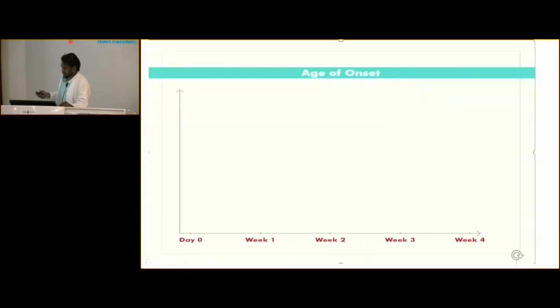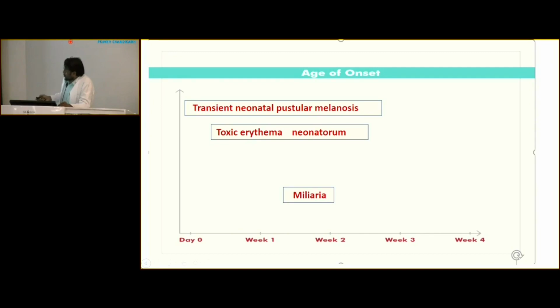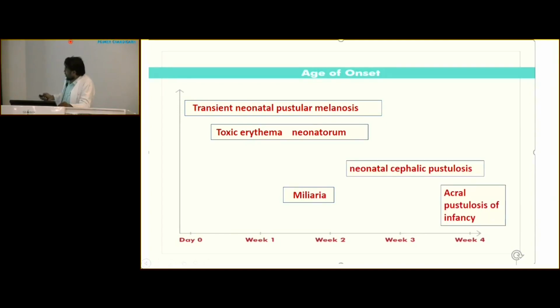Based upon the age of onset, these 5 lesions have very distinct and separate ages of onset. Transient neonatal pustulosis is present since birth, whereas toxic erythema of neonatorum, which is our index case, presents somewhere around day 3. And miliaria, which we'll discuss later on, will present at the end of the 2nd week, neonatal cephalic pustulosis at the end of the 3rd week, and acral pustulosis of infancy, which presents after 1 month of age. So with this first question, the age of the baby, we can broadly classify. Though there is an overlap, we can come to 1-2 conclusions.